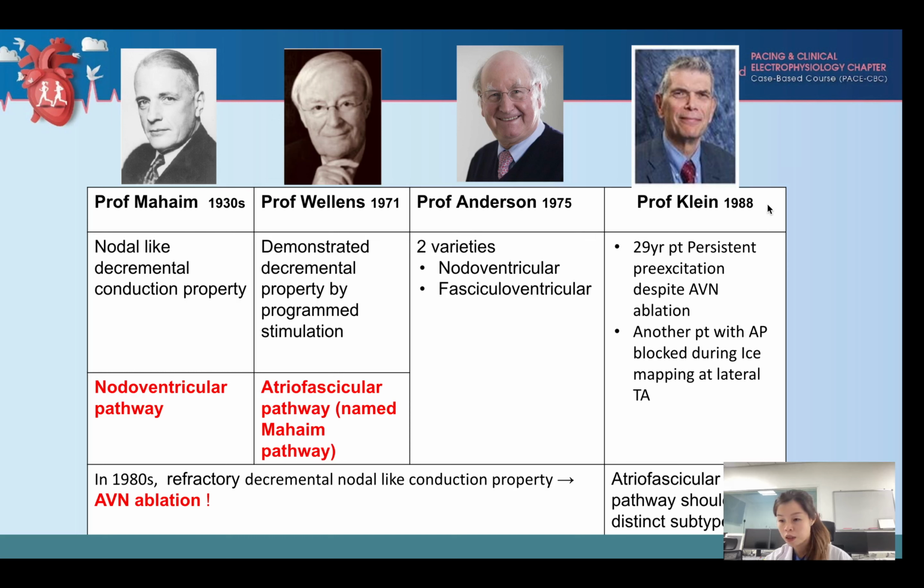Not until in 1988, Professor Klein noted in a 29-year-old patient, the patient had persistent pre-excitation despite extensive freezing of the AV nodal region, while in another patient, the accessory pathway was blocked during ice mapping at the lateral tricuspid annulus region, and the AV node remained intact. This is why he suggested that there should be a distinct subtype of decremental accessory pathway that did not involve the AV node, that is the atriofascicular pathway.